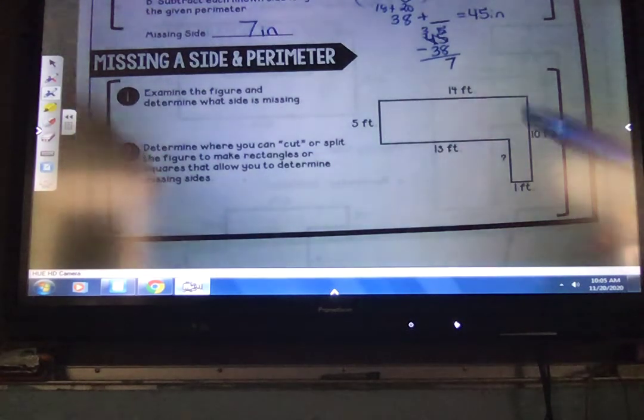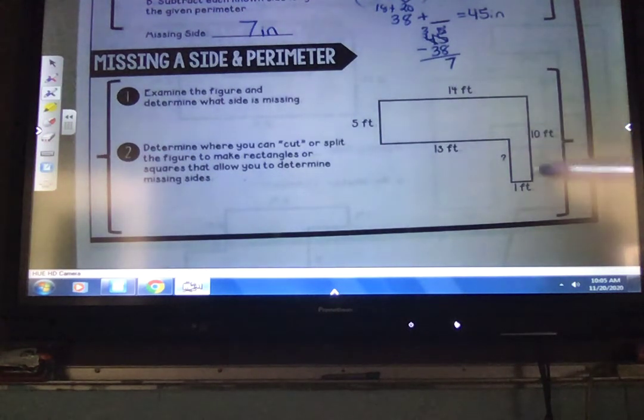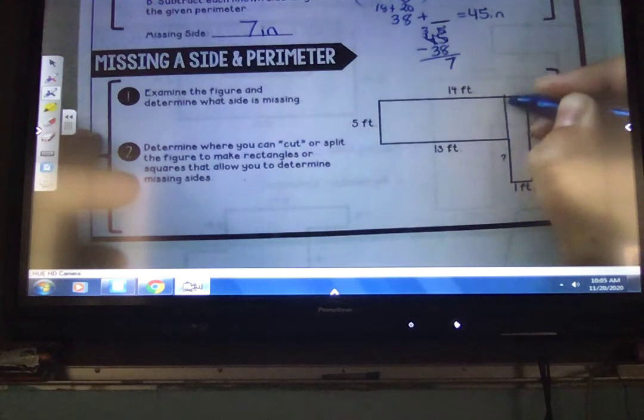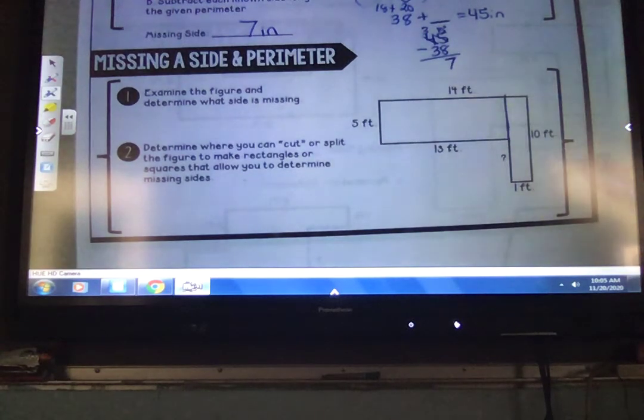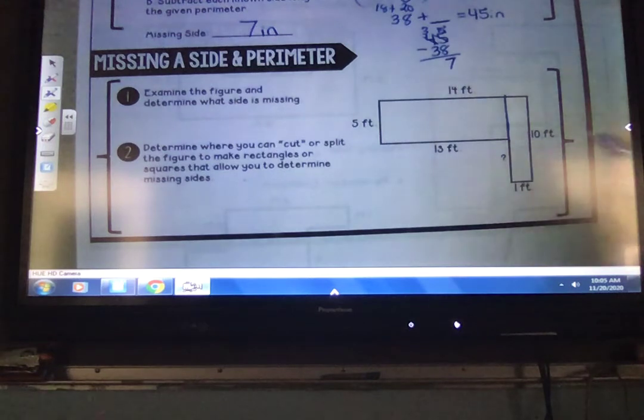So this is what I notice. I notice I have this side here, the entire side is 10. So if I were to do this and turn this side into a rectangle, now I know that this side and this side I just created both have to equal 10 because it's now a rectangle. And in a rectangle, the left and the right are equal. So if this side's 10, now I know this side has to be 10. I know this bottom side is 1, so the top would also have to be 1, right?